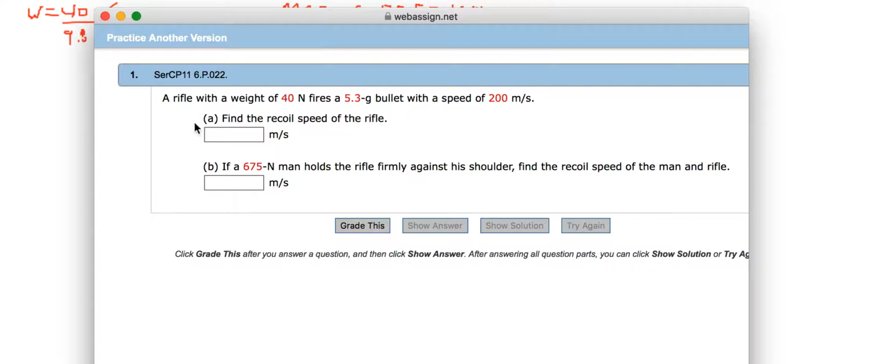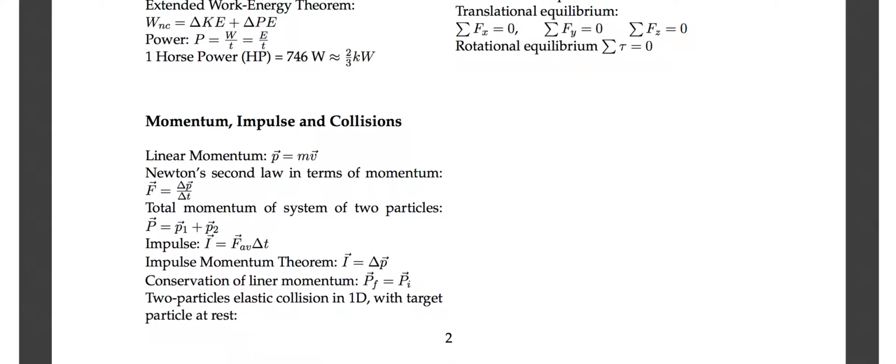So we need to find the final speed of the rifle. We can do that by using our formula sheet here. We know that the linear momentum is equal to the mass times the velocity. And we also know that the total momentum of a system of two particles is P1 plus P2. And using the conservation of linear momentum, the final momentum is going to be equal to the initial momentum. So using those three equations, we can make a new one.